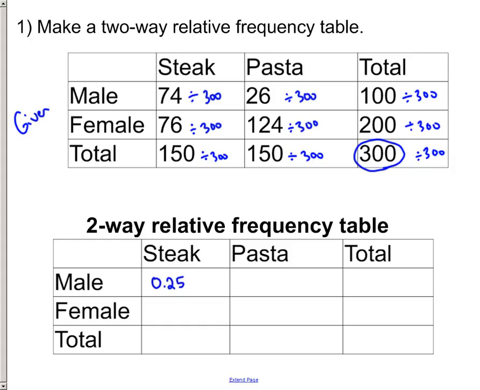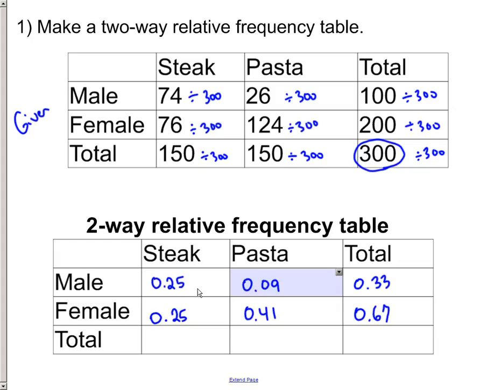26 divided by 300 would be the next one. And you get 0.086 repeating. So again, we're just going to round it up to 0.09. 100 divided by 300 is 0.3 repeating, so that rounds to 0.33. And I'm just going to pause the video and fill in the rest of the table for you. Now, this is interesting to look at.